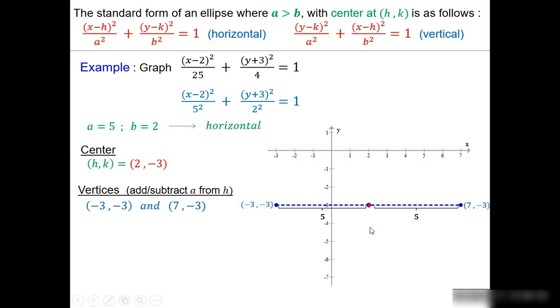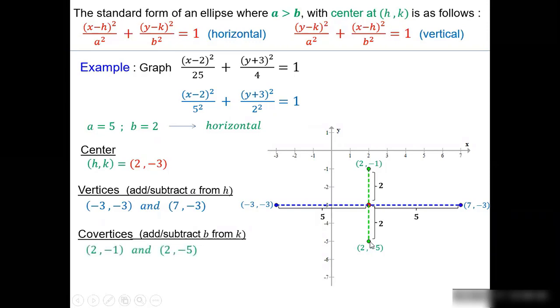Now we have to find our co-vertices by spreading 2 units in the Y direction. But remember, that's 2 units from the center. So we need to move 2 units upwards and 2 units downwards, which means that the points will have the same X coordinate as the center, but the Y coordinates are 2 units higher and 2 units lower, which is why these are our co-vertices. Once you have all 4 of those points, you can now construct your graph.